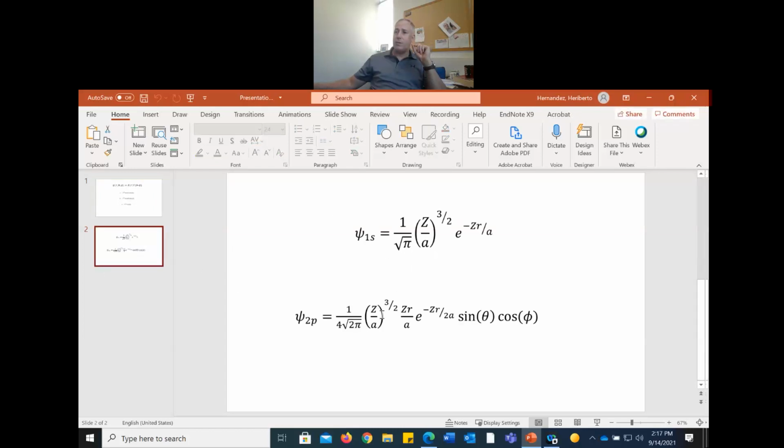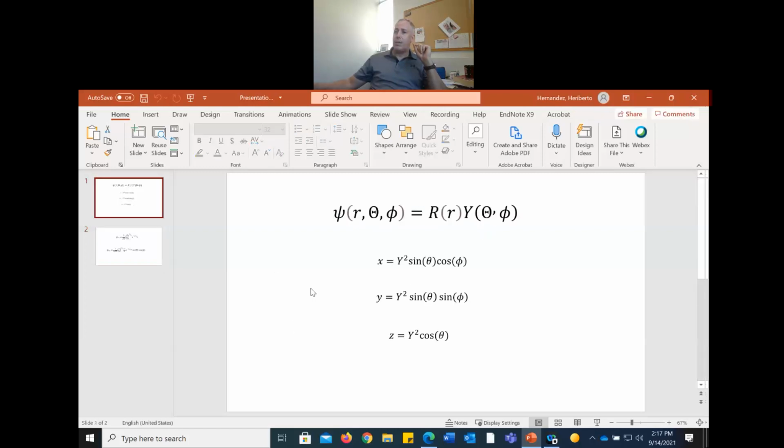The p orbital, again, is a radial distribution function. So you have that constant number, and then you have sine of theta, cosine of phi. That will be the important part that we're going to put here, squared. And that's how we do this plot.